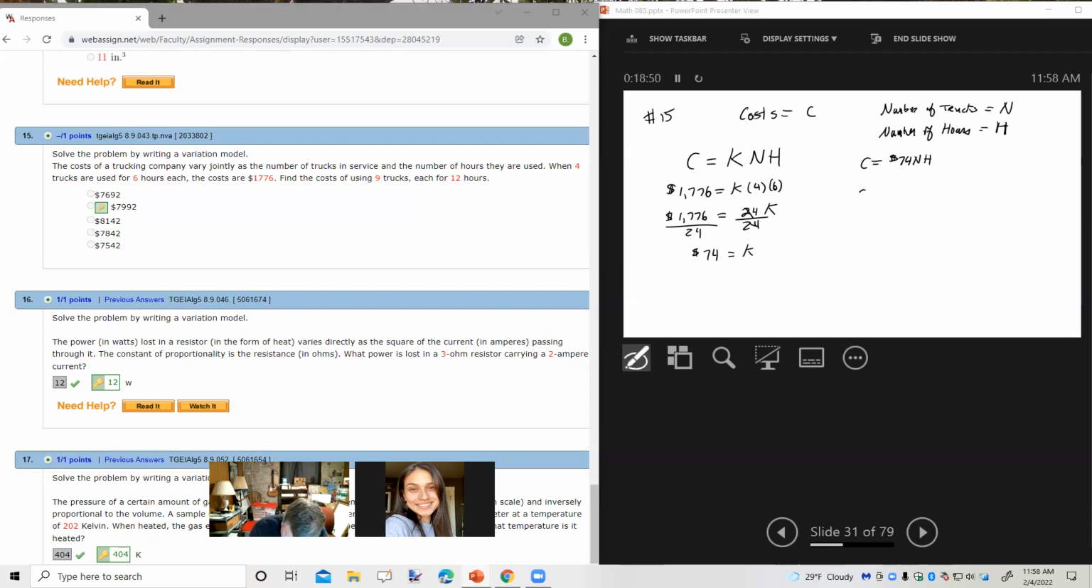Find the costs using 9 trucks. So that's n each for 12 hours. All right. So $74 times 9 times 12 is $7,992. There's our total cost.